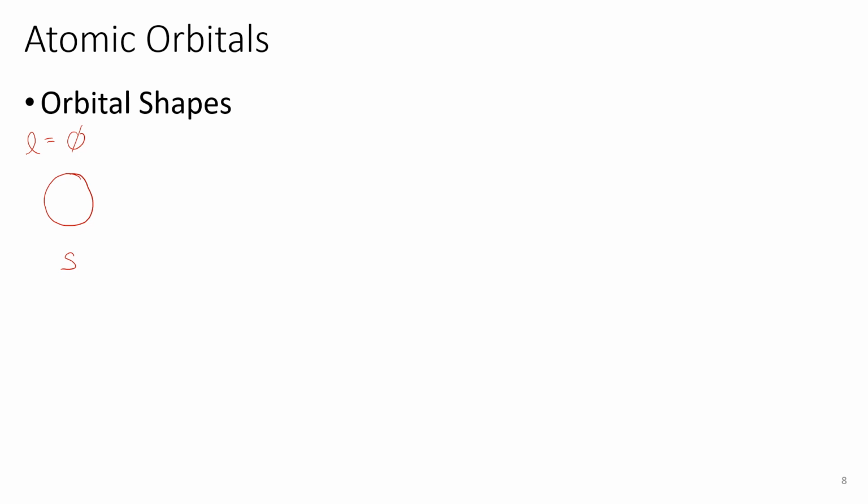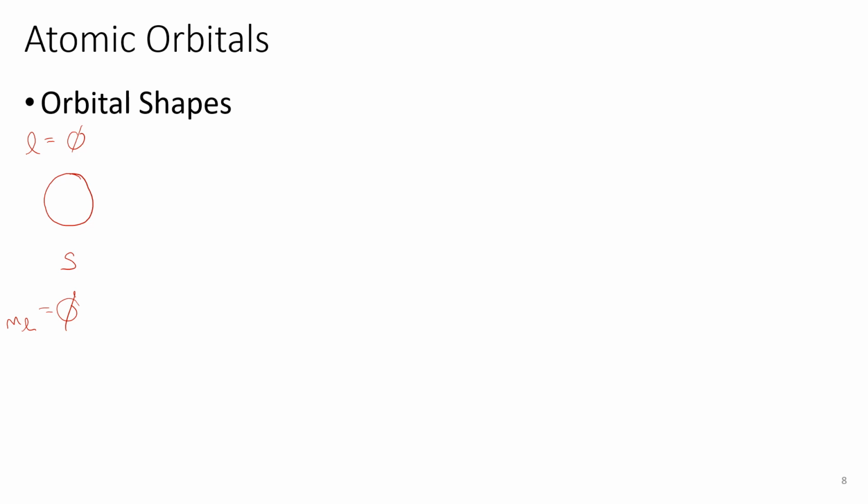To look at the ml values, remember ml values define our orientation in space. ml values have to be negative l to 0 to positive l. So we only have one ml value associated with the l equals 0, and that would be that ml equals 0 as well. So we only have one orientation in space for a sphere. And this would make sense. It is spherical. No matter how you orient it around the nucleus, it is occupying the same space.